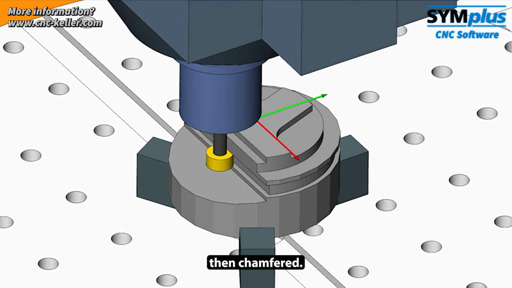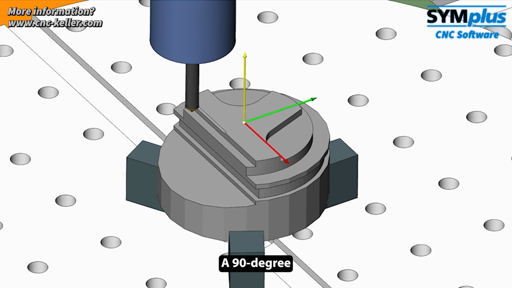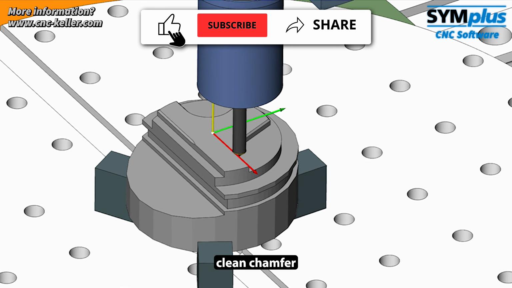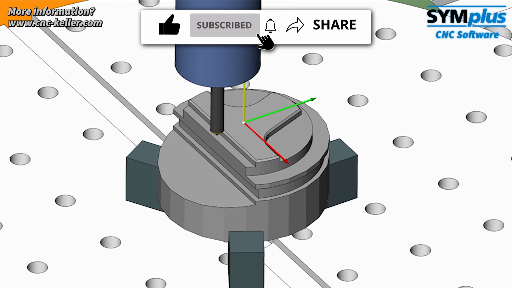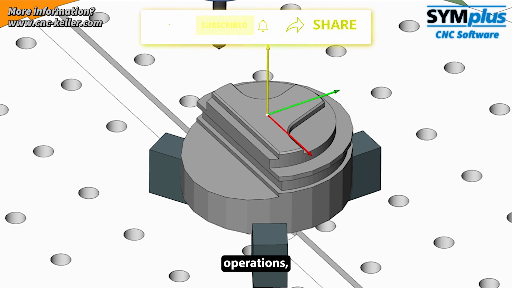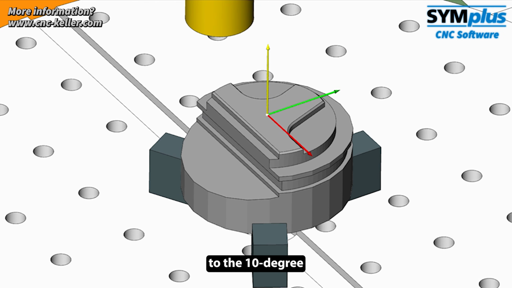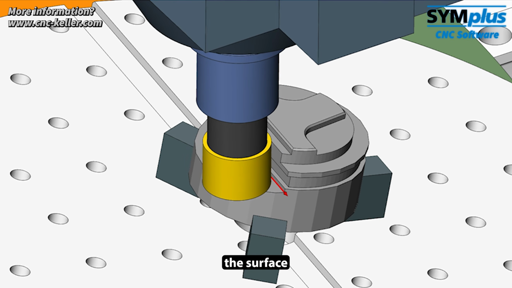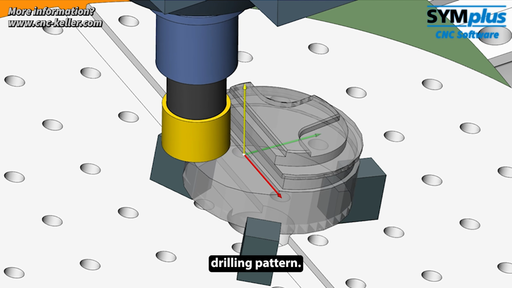The contour is then chamfered. A 90-degree NC spot drill follows the edge, creating a clean chamfer around the profile. For the final machining operations, the machine returns to the 10-degree inclined plane. After a short finishing pass, the surface is ready for the drilling pattern.